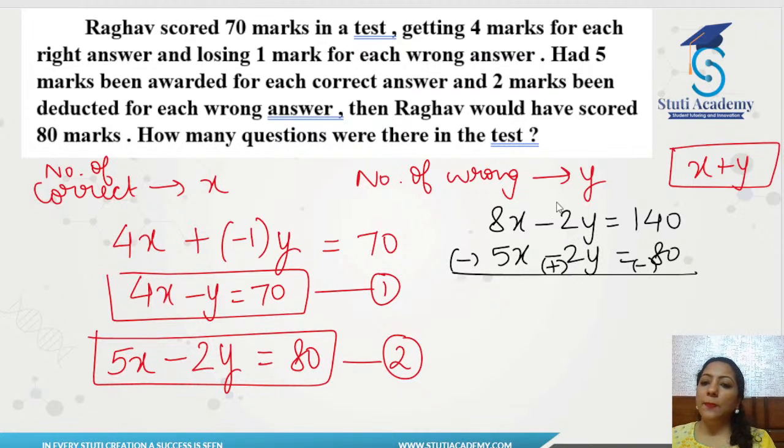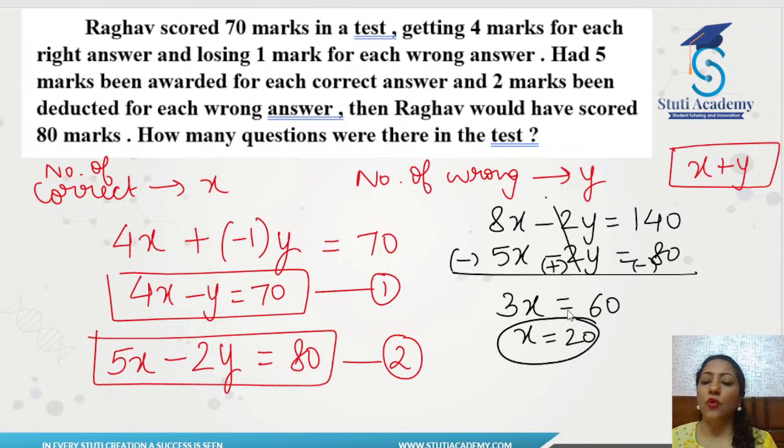So minus 2y plus y will get cancelled to 0. 8x minus 5x will give you how much? 3x. And this is going to give you 140 minus 80, which will give you 60. So x here we have as 20. 20 we've got by taking 60 and dividing by 3. 60 divided by 3 will give us 20. So we have 20 correct answers.